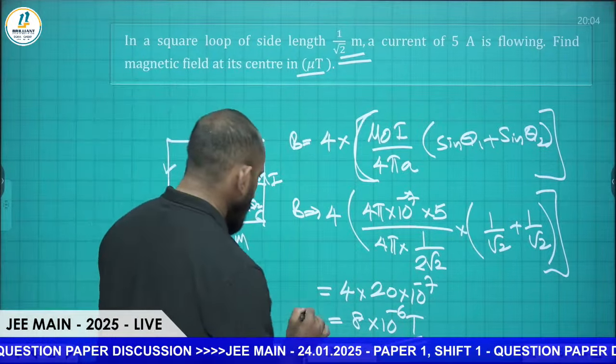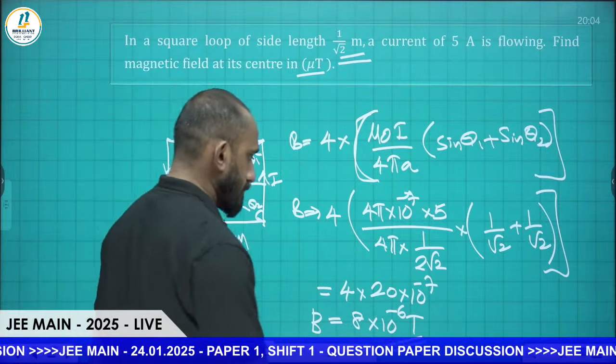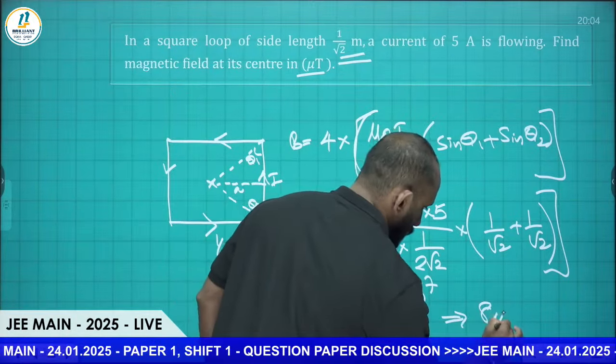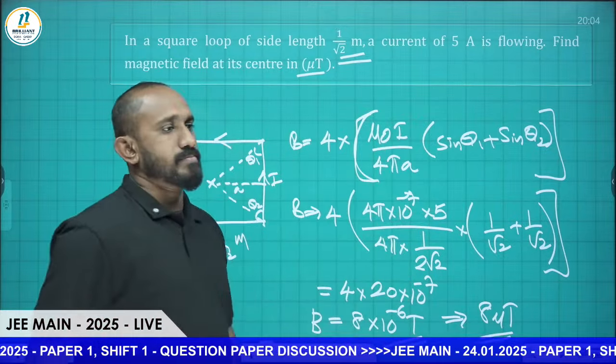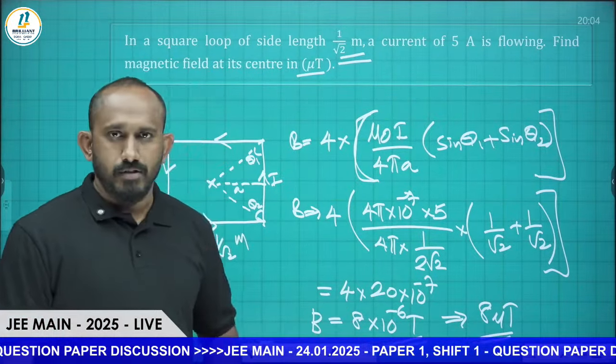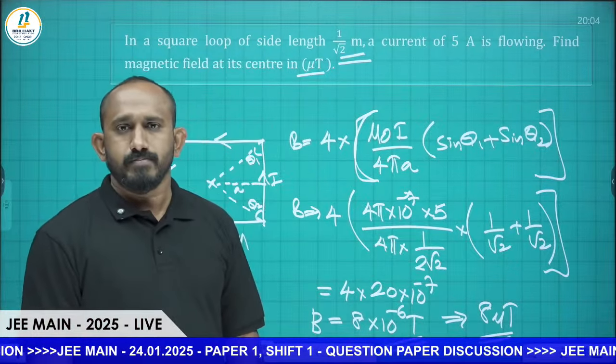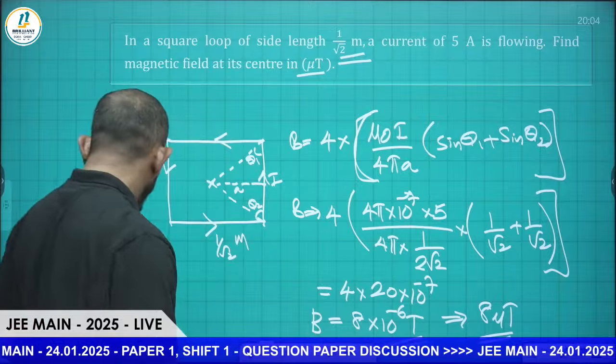So the answer, in micro Tesla you have to answer, will be 8 micro Tesla. 8 micro Tesla is the correct answer. You got it? Okay? Then Vasu, fine. So here, if you rearrange it, then you can answer. You got it? Next question, let's see.